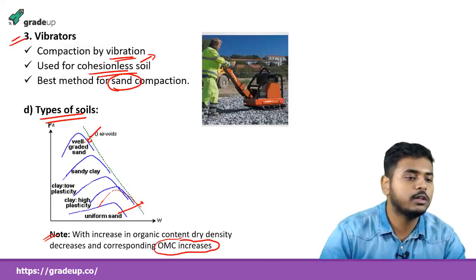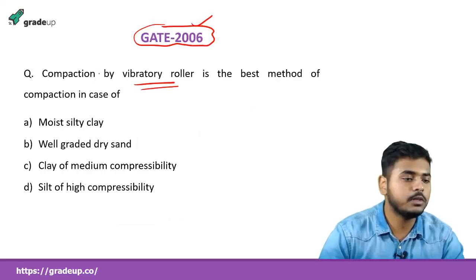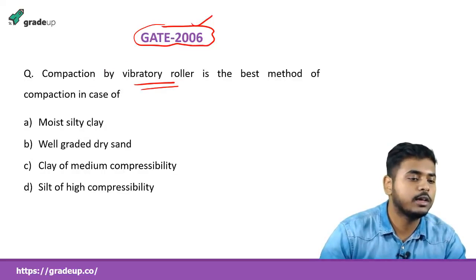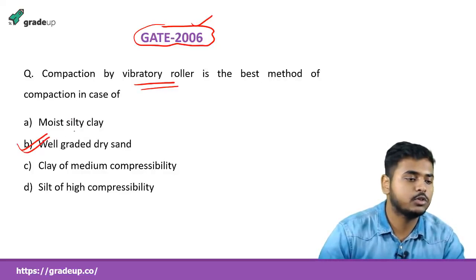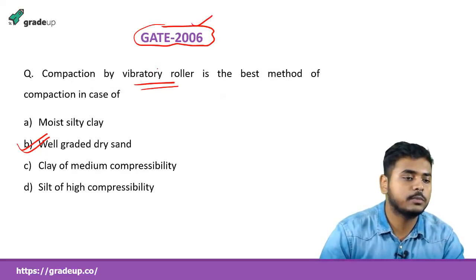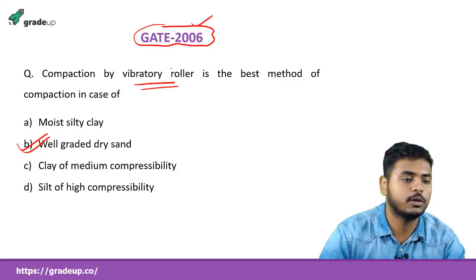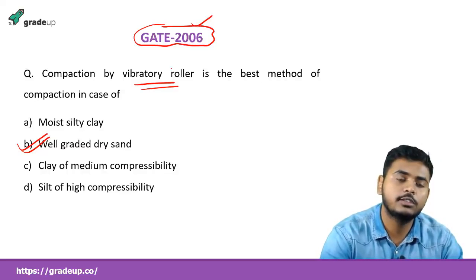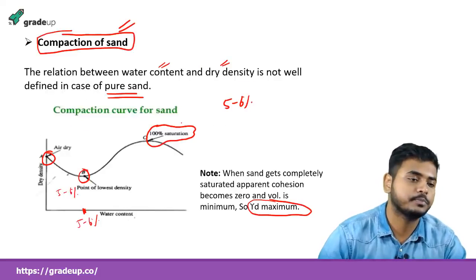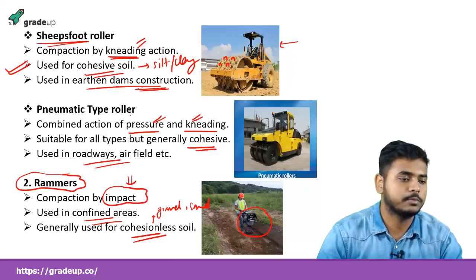Now coming to the vibratory roller, it is the best method for sand compaction. I have already told you before, it is the best method and it is used for cohesionless soil. So coming to the question again, this vibratory roller is the same as vibrators, okay, and it is used for well graded dry sand. So option B. They may also ask which roller is best used for clay or cohesive soil. You will write sheep foot roller, okay, and for gravel or sand, it is the smooth wheel roller, okay. You have to remember the names.